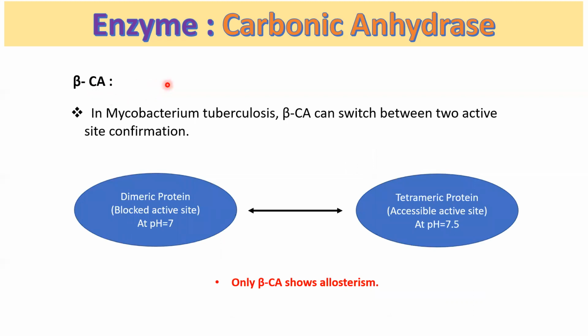In Mycobacterium tuberculosis, the beta carbonic anhydrase shows allosterism. That means the reactivity of beta carbonic anhydrase depends on pH. At pH 7, this bacterium has the dimeric protein in the type 2 state, and as the pH increases it goes to the accessible active site, that is the tetrameric protein, and this is the type 1 beta carbonic anhydrase.